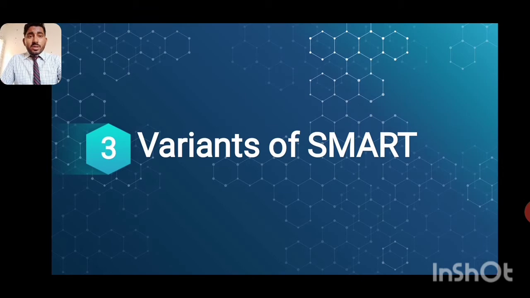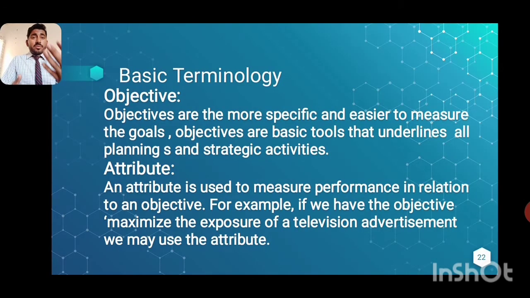Variant of SMART analysis. Basic terminology. Objectives are more specific and easier to measure than goals. Objectives are basic tools that underlie all the planning and strategic activities. An attribute is used to measure performance in relation to an objective. For example, if we have the objective to maximize the exposure of our television advertisement, we may use the attribute.